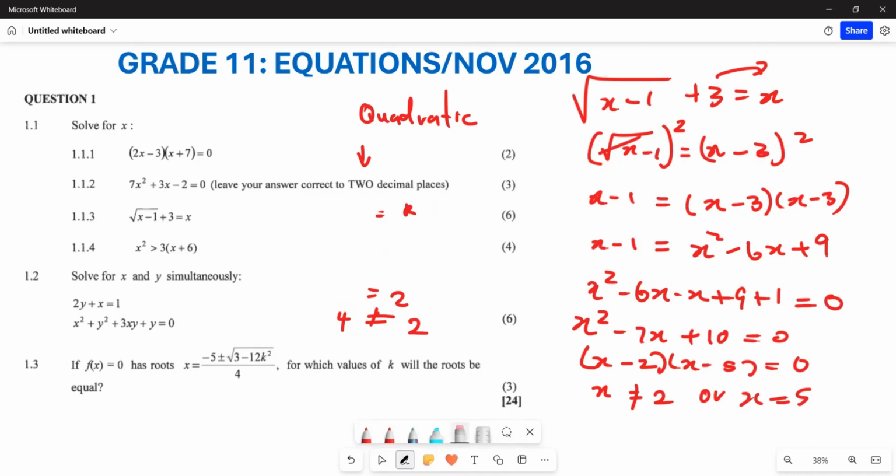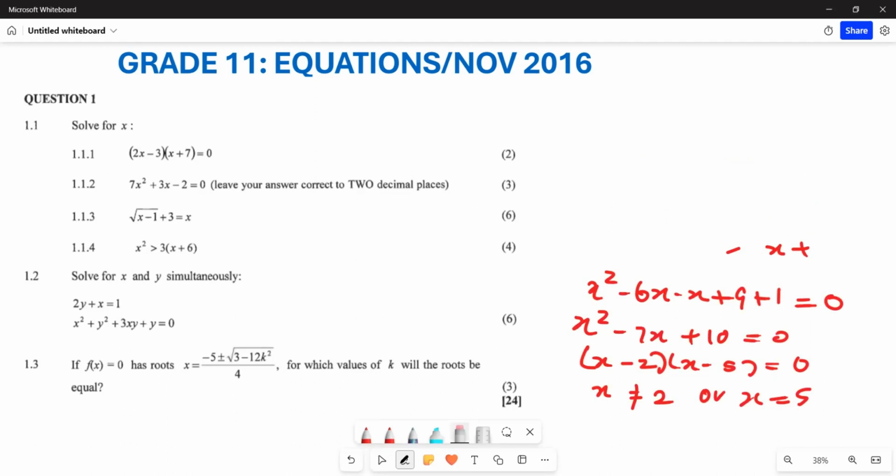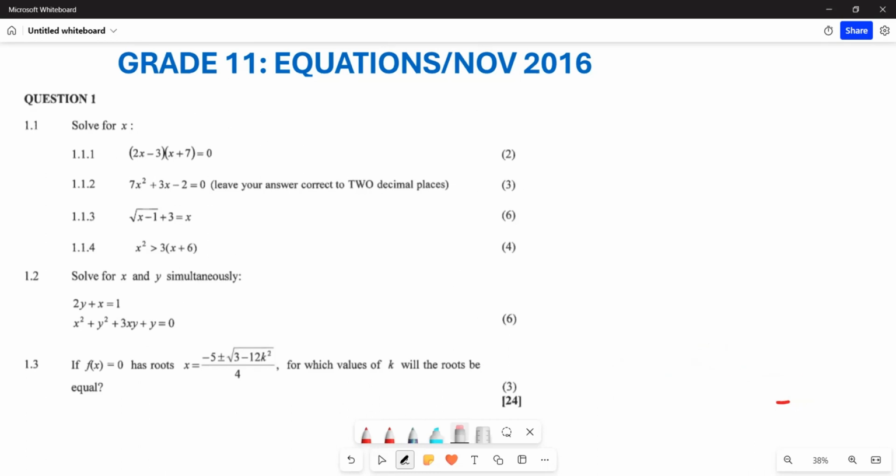Now, after that, you are having your inequalities. Let's look at that one. Let's just make up our space here. Yes. Now, look, what is it that you are having here? You are having x squared greater than 3 into x plus 6. Now, the easier thing that you can do here is to firstly write this as x squared greater than 3 multiplied by x, which is going to give you 3x.